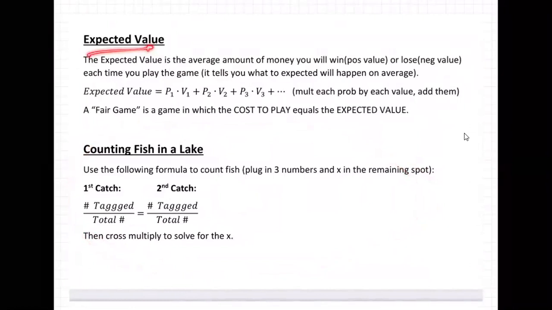So expected value. The expected value is the average amount of money you will win, positive value, or lose, negative value, each time you play the game. It tells you what to expect will happen on average. So the expected value is probability 1 times value 1 plus probability 2 times value 2 plus probability 3 times value 3, etc. Multiply each probability by each value, add them up. A fair game is when the cost to play equals the expected value.